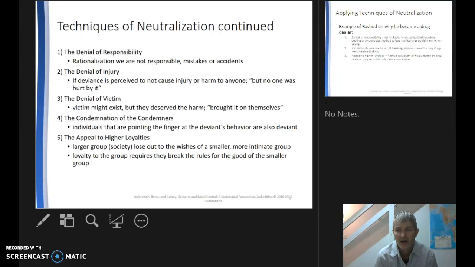And the appeal to higher loyalties, where the larger society loses out to the wishes of a smaller society. My commitments are to my smaller group, and I chose to break the social norms because I felt that my smaller group deserved more consideration from me than the larger group.